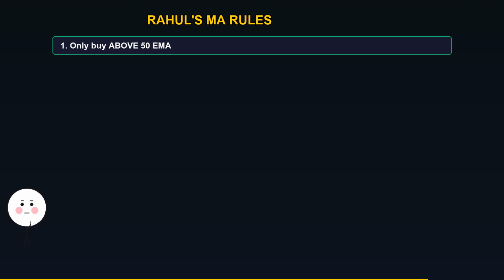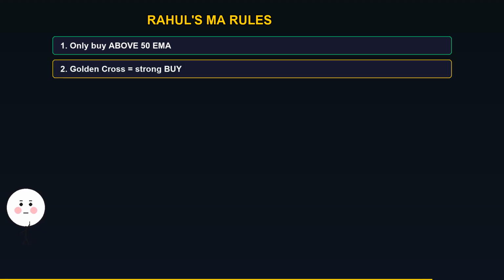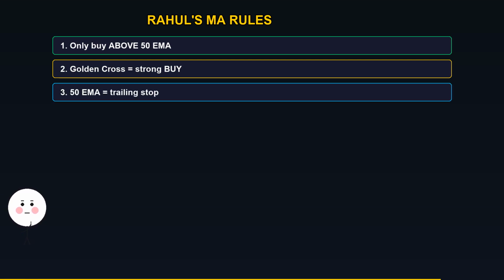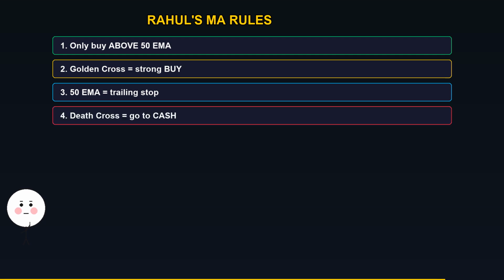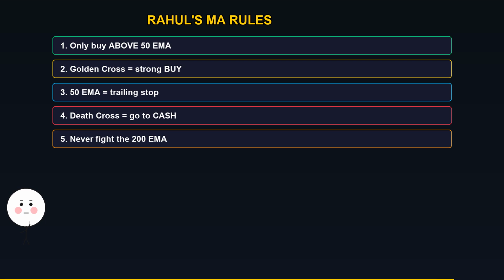Rahul's moving average rules. 1. Only buy above the 50 EMA. 2. The golden cross is a strong buy signal. 3. Use the 50 EMA as your trailing stop. 4. Reduce size or go to cash on a death cross. 5. Never fight the 200 EMA. If price is below it, the big picture is bearish. These 5 rules alone will keep you on the right side of every major move.